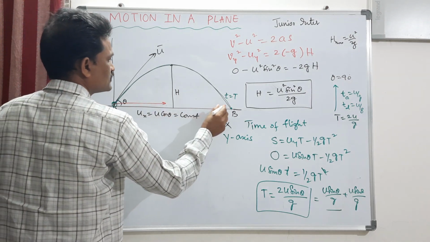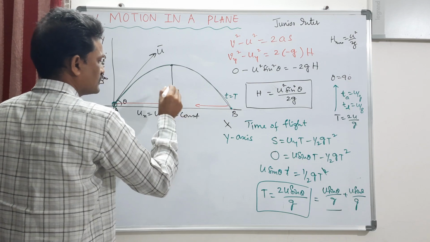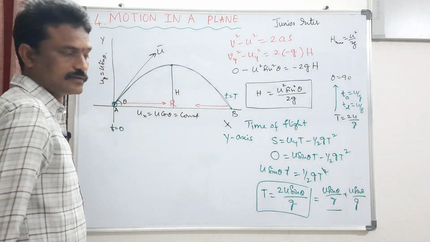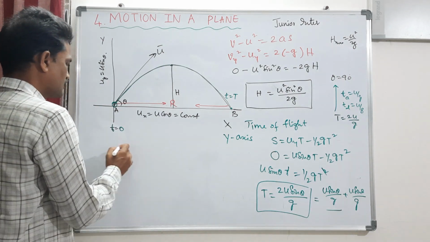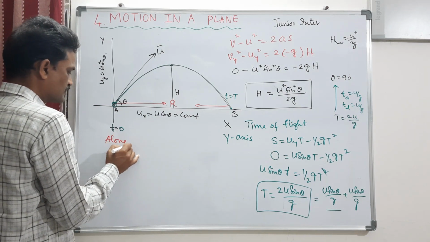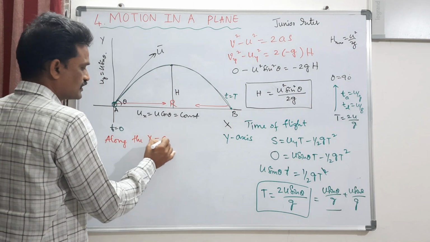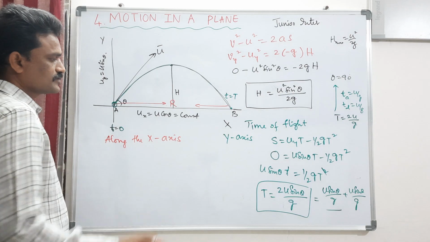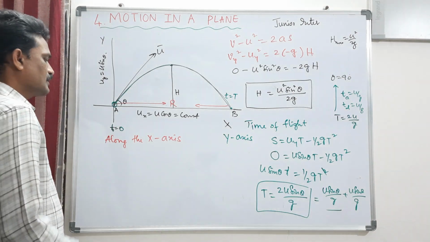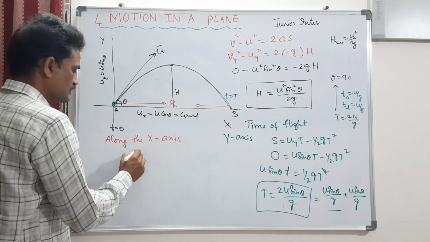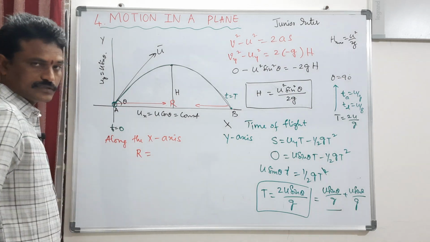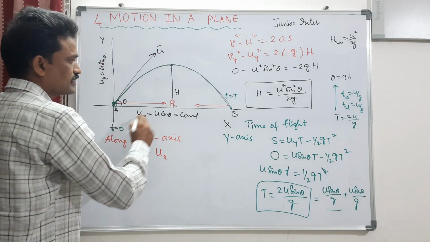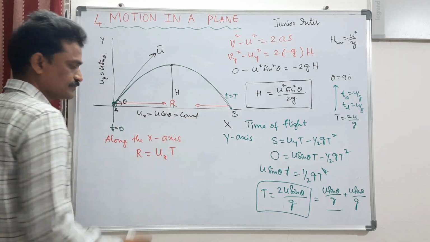So range is the maximum displacement along the x-axis. So along the x-axis there is no acceleration or force. So I am considering along the x-axis. I use the same formula s is equal to ut plus half at square, that half at square term becomes 0. Or you can simply say range is equal to u times t. Here u is ux, here time is time of flight.